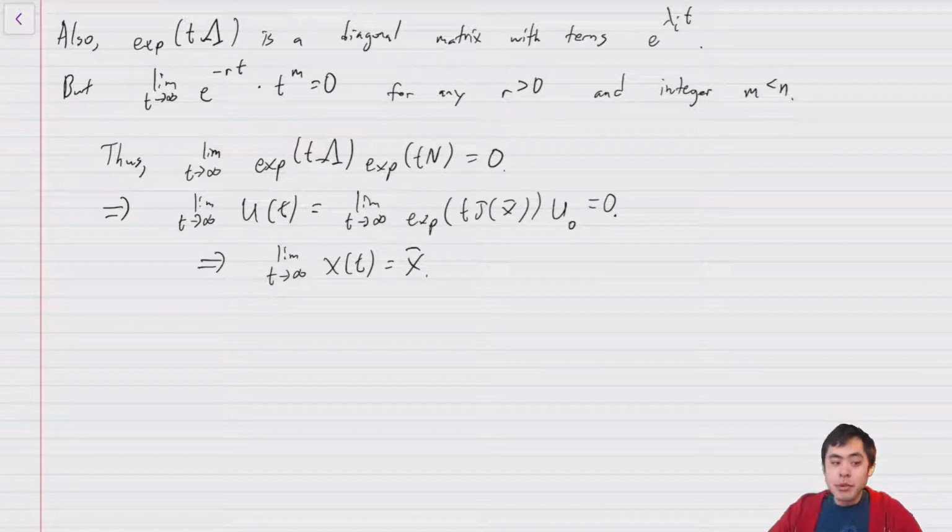And this almost proves the stability. This proves the stability so long as your eigenvalues all have negative real part, because you're going to get local asymptotic stability since you're asymptotically going to approach your equilibrium x bar.